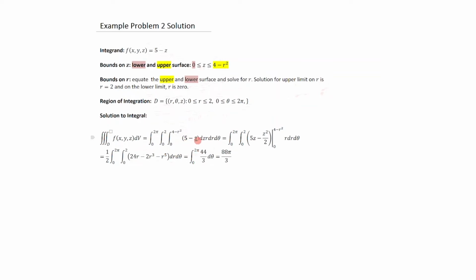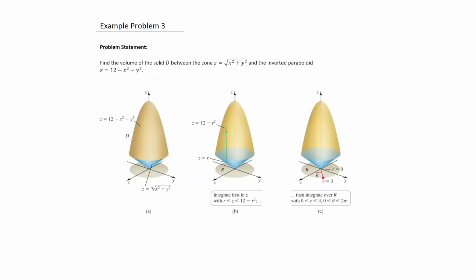Integrate first with respect to z, holding r and theta fixed, and then we integrate with respect to r, holding theta fixed, and finally, working through these 3 different integrations, we end up with an answer of 88 pi over 3.